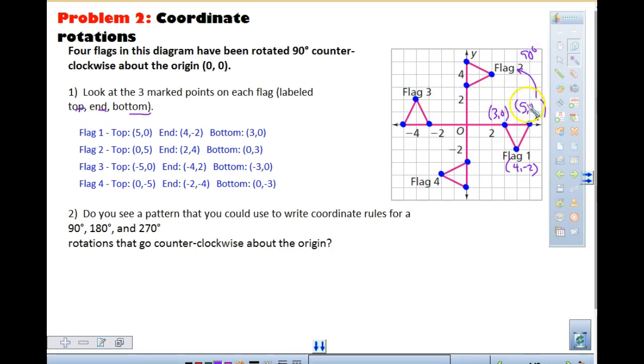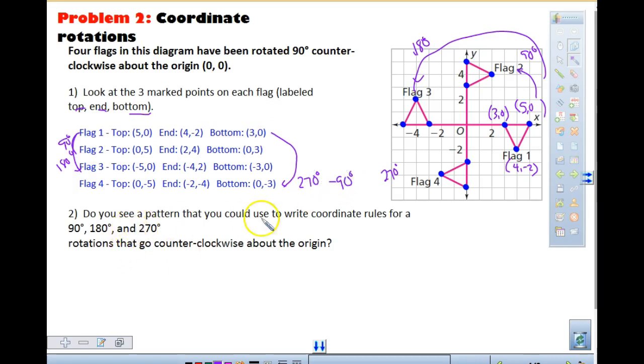If we go from flag 1 to flag 3, we are going all the way around here. That's going to be 180 degrees to this flag. And if we go from flag 1 to flag 4, that's going to be our 270 degree, okay? So from 1 to 2, that's our 90 degree. From 1 to 3, that's going to be our 180 degree rotation. And if we are going from 1 to 4, that is going to be a 270 degree or a -90 degree.